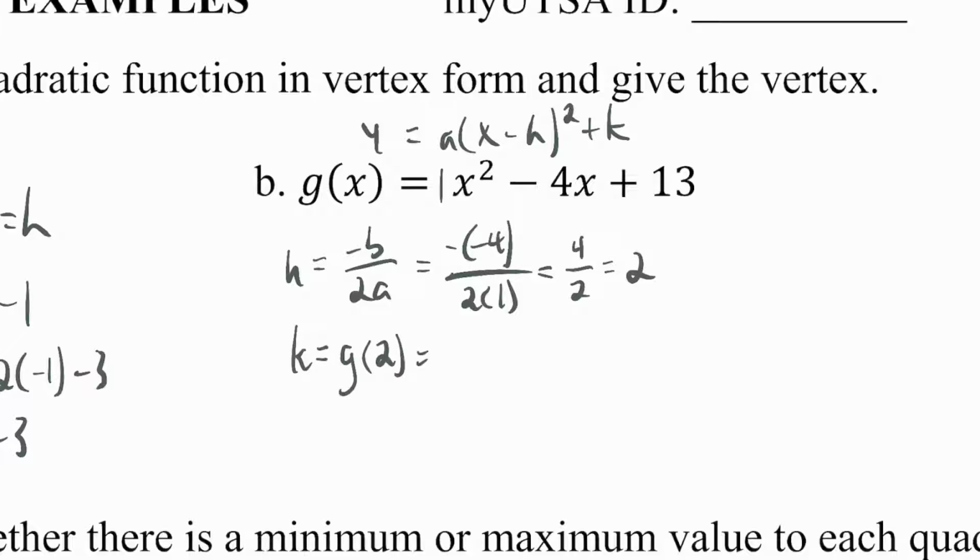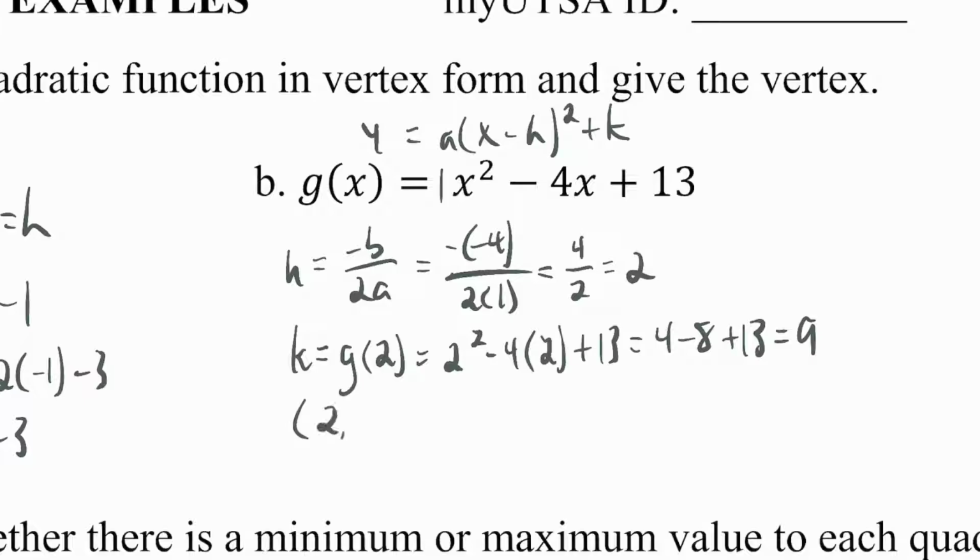Okay, so this is going to be 2 squared minus 4 times 2 plus 13. So 4 minus 8 plus 13, which is... 9? Pretty sure that's right. 4 minus 8 is negative 4, plus 13 is 9. So the vertex is (2, 9), which means that the vertex form is y equals 1 times (x minus 2) squared plus 9.